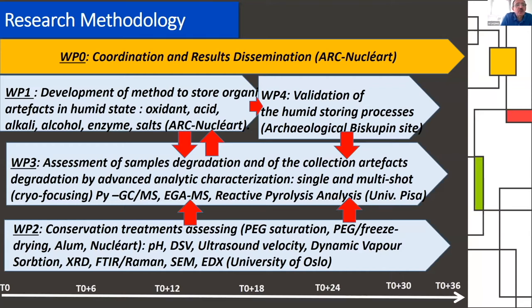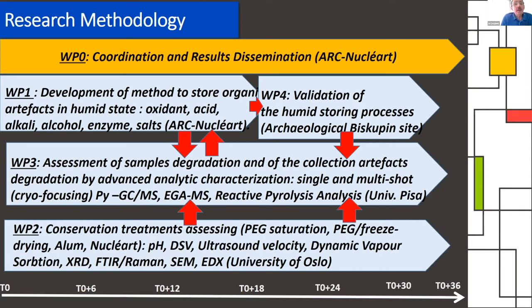So we intend to test different active chemicals, for instance, oxidants, acid, alkali, alcohol, enzyme, salts in brine situation with very high concentrations, because we have to prevent any biological contamination of the object during this storing period in a humid state. And we have to check if these active products don't foster the degradation of the material. So it is very important to check this point.